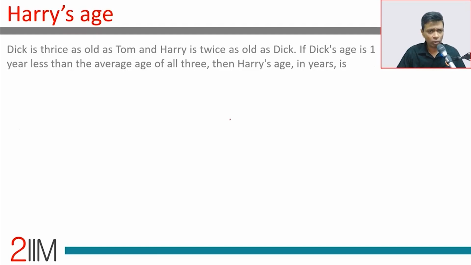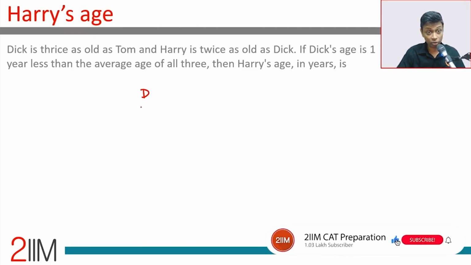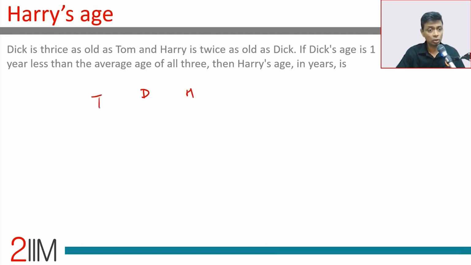Dick is thrice as old as Tom and Harry is twice as old as Dick. Harry, Tom: x, 3x, 6x. As long as we catch this in one variable, these kind of questions become very simple. If Dick's age is 1 year less than the average of all three, then Harry's age in years is? Dick's age is 1 less than the average of all three.